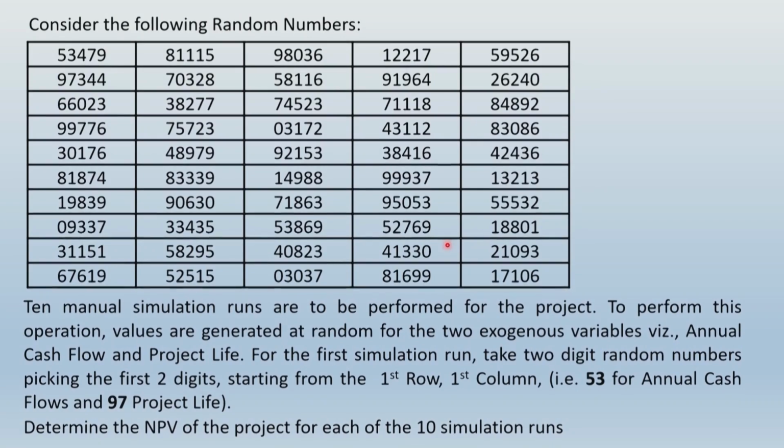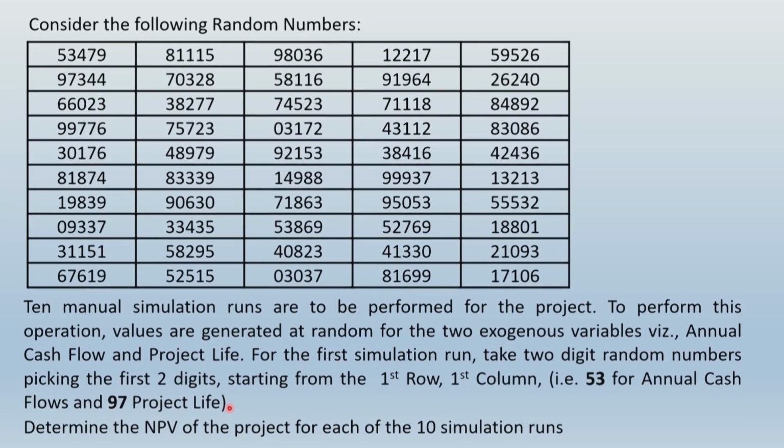Now they have given a big table. 10 simulation runs are to be performed for the project. To perform this operation, values are generated at random for the two exogenous variables, that is annual cash flow and project life. For the first simulation run, take the 2-digit random numbers, picking the first 2 digits starting from the first row, first column. That is 53 for annual cash flows and 97 for project life.